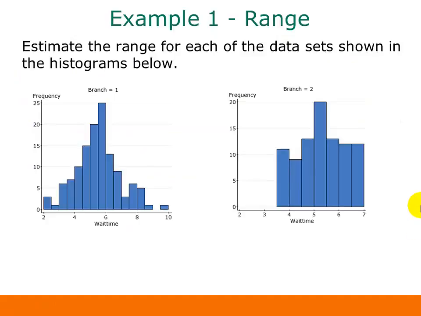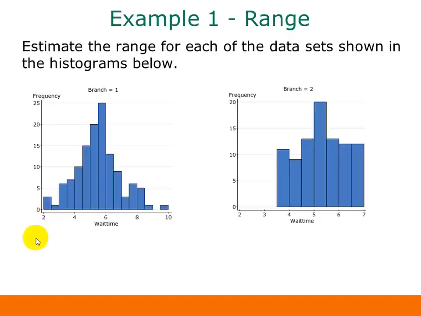Here's an example for finding the range. In this example, we have those same two histograms, and we're going to estimate the range for each of the data sets shown in the histograms. And we say estimate because since we have histograms, we don't know the actual data values. All we know are the lowest possible data value, which would be the lower class limit for the first class, and the highest possible data value, which would be the upper class limit for the last class.